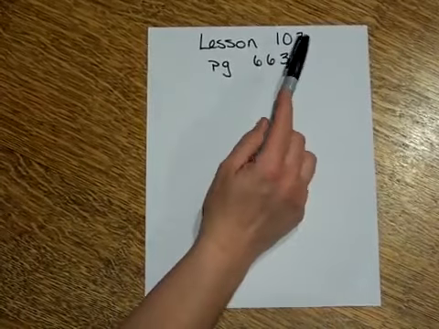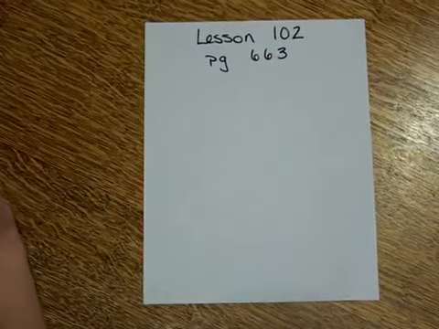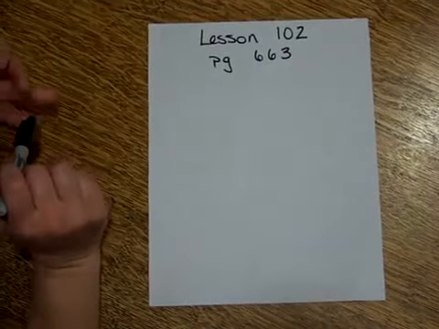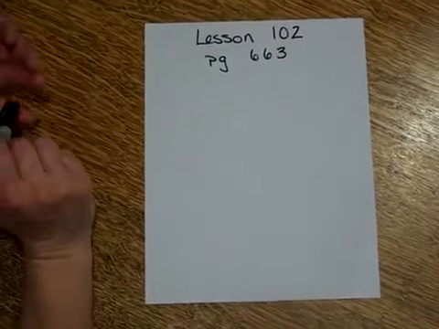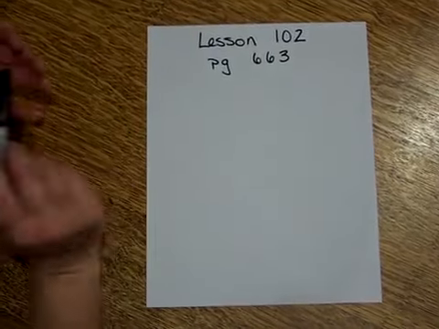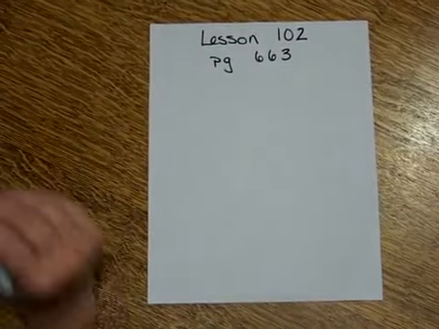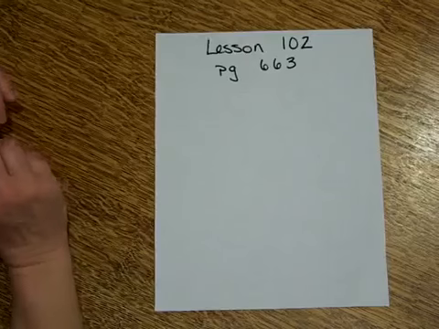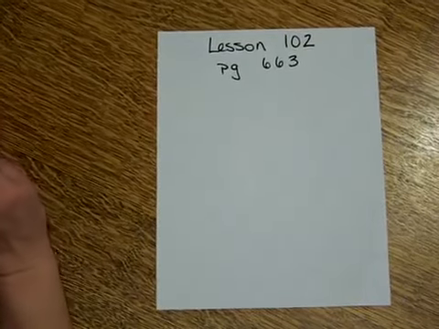But let's go ahead and look right now at lesson 102 on page 663. We talked yesterday about secants and tangents, and that their products, the external to the whole, from the external point to the far point, equaled each other when they had that same external point.